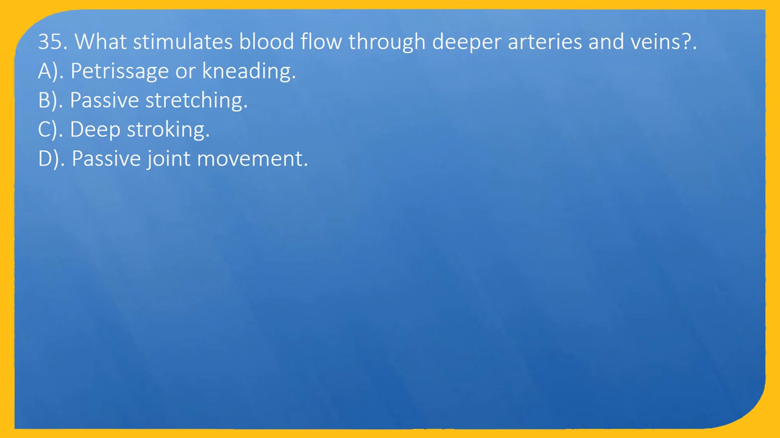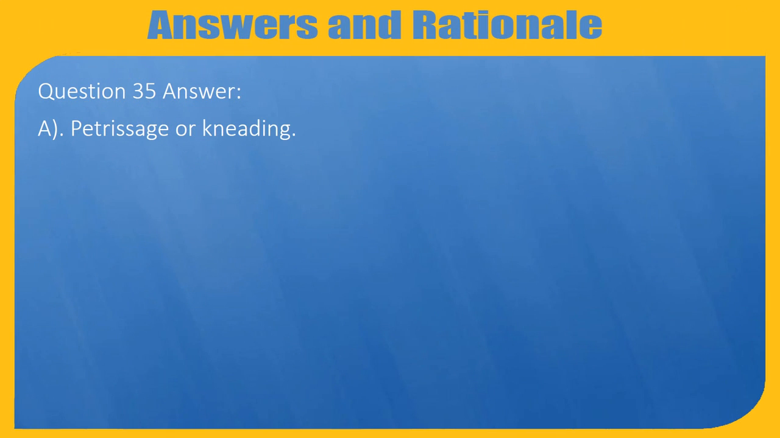Question 35. What stimulates blood flow through deeper arteries and veins? A. Petrissage or kneading. B. Passive stretching. C. Deep stroking. D. Passive joint movement. Question 35. Answer A. Petrissage or kneading.